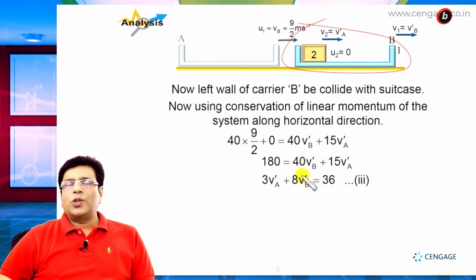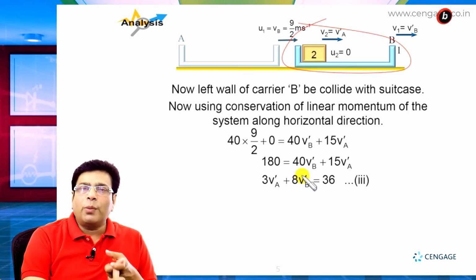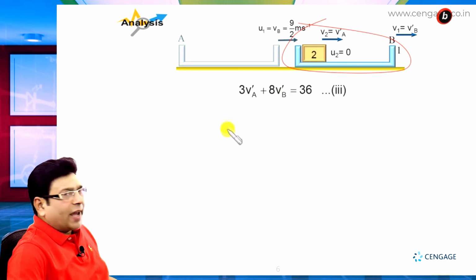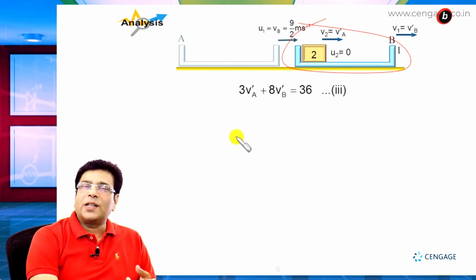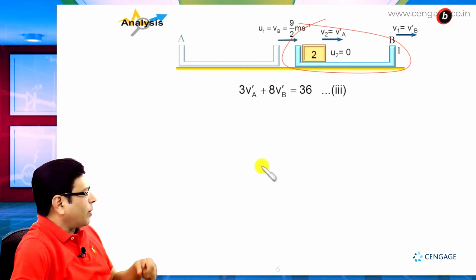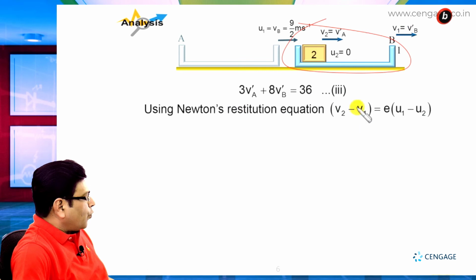We can observe here again we have two unknowns, Va dash and Vb dash. That means we need one more equation, and it will come from the coefficient of restitution equation. Relative velocity of separation equals E times relative velocity of approach. So let us write this equation. Now we substitute V2 minus V1: in place of V2 we substitute Va dash, and in place of V1 we substitute Vb dash.